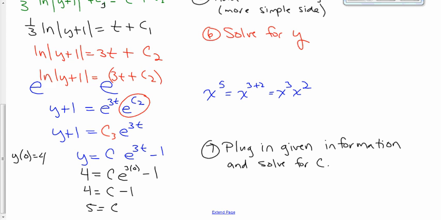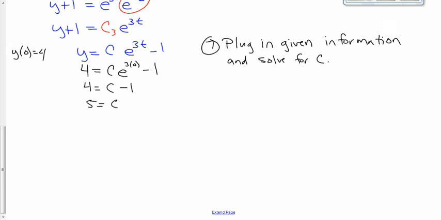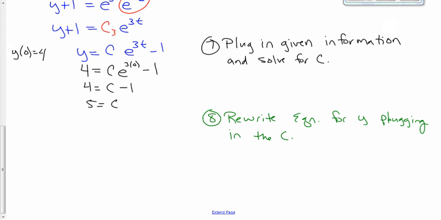And so all I have to do at this point is rewrite my equation for y, plugging in my c. Oh, not my differential equation. Rewrite the equation for y, plugging in c. So I now know y is equal to 5e to the 3t minus 1. And that is the solution to your differential equation.